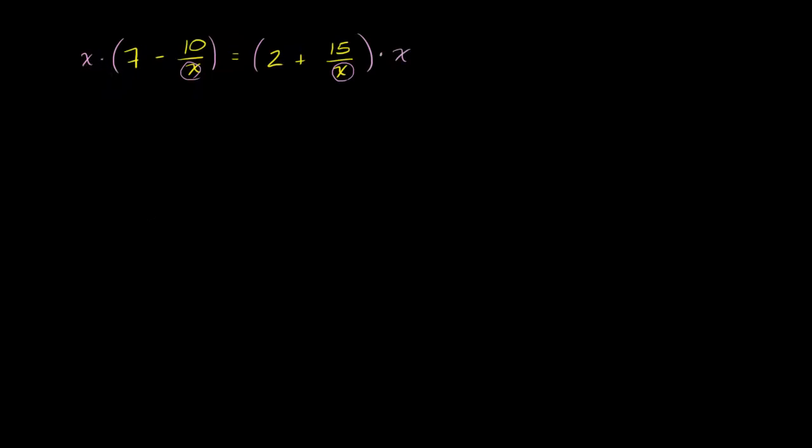Well, we distribute the x. We get x times 7 is 7x. And then x times negative 10 over x, well, that's just going to be negative 10. So you get negative 10 right over there. So the left-hand side simplifies to 7x minus 10. And then your right-hand side, once again, distribute the x. x times 2 is 2x. x times 15 over x. Well, x times something over x is just going to be the something. x times 15 over x is just going to be 15, plus 15. So now we've simplified this to a linear equation.